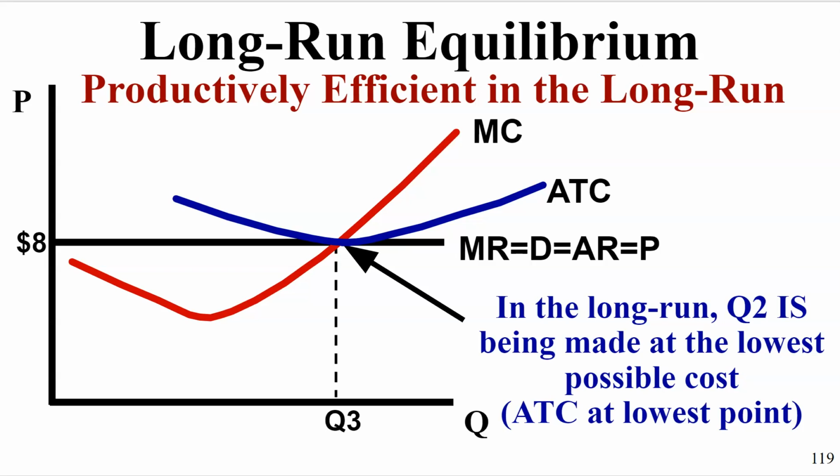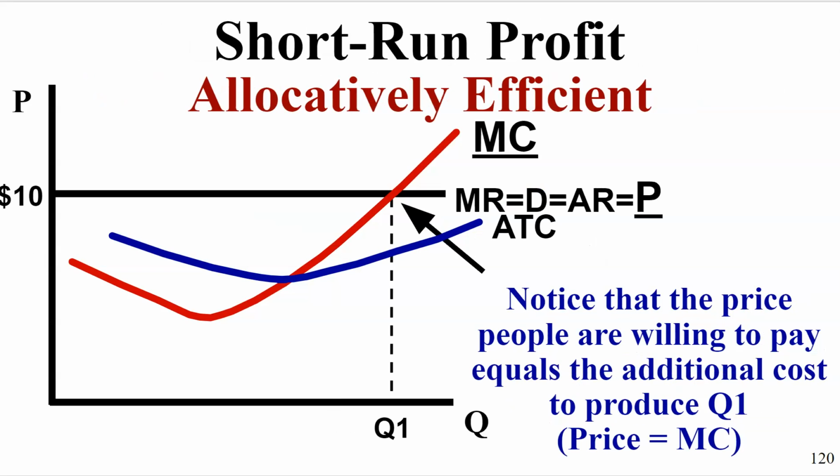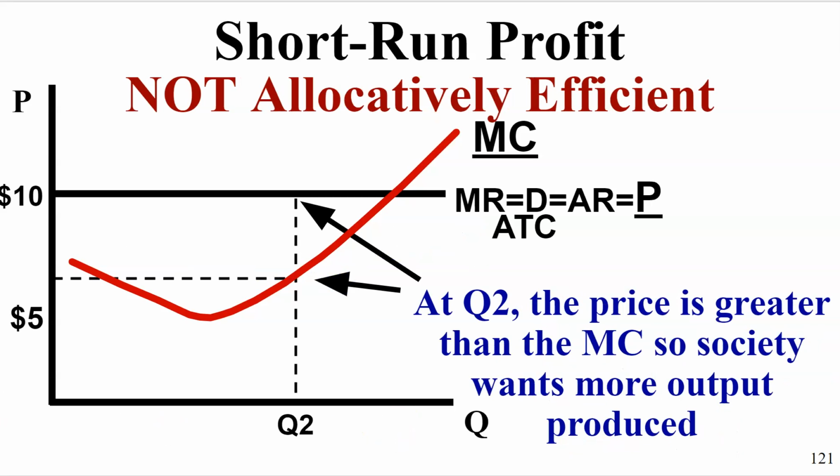Now let's flip it and look at some other examples. This idea of allocatively efficient, I kind of mentioned this. This is productively inefficient, but allocatively we are producing where MC equals price. And so in this example, we are allocatively efficient. We have allocated the resources society wants. In this example, we are not. If we are producing at Q2, then we are not producing what society would want us to produce. They would want us to produce here at Q3. But because of that, we are not allocatively efficient.